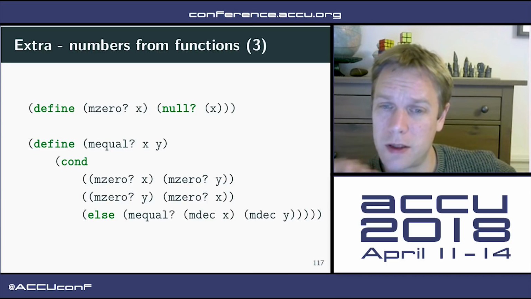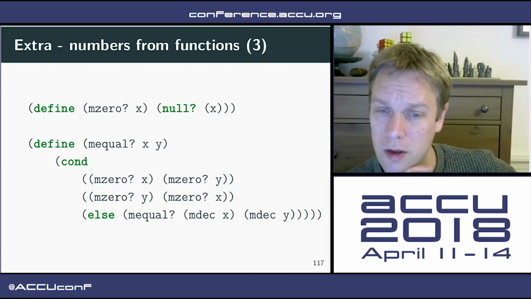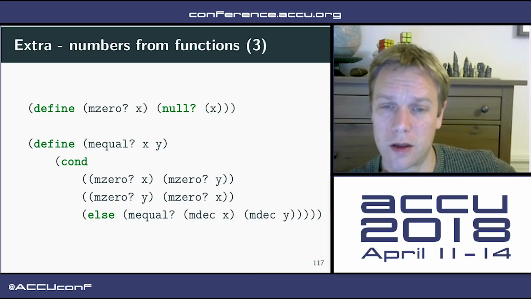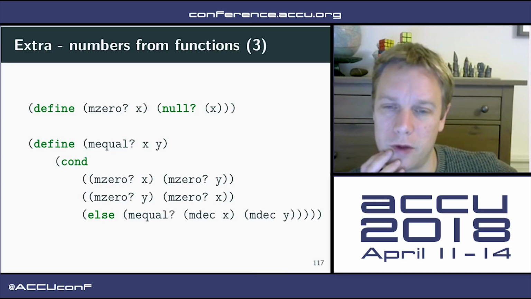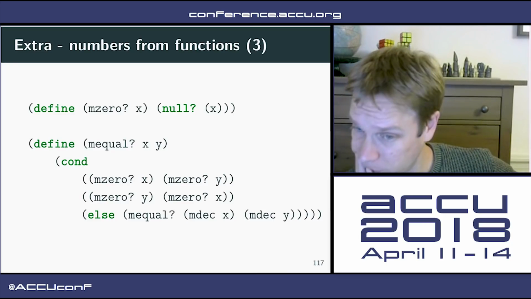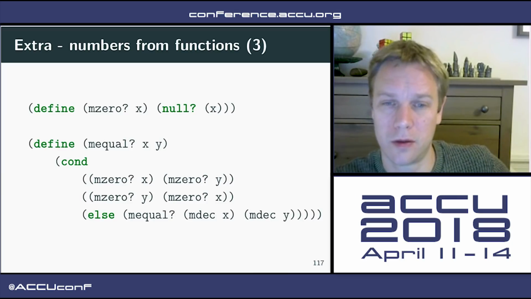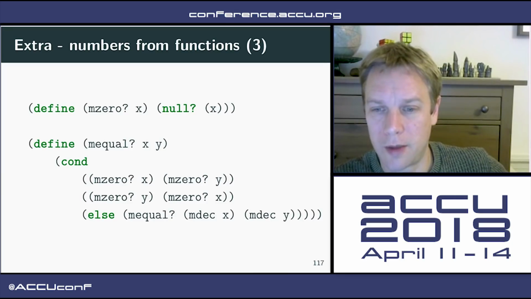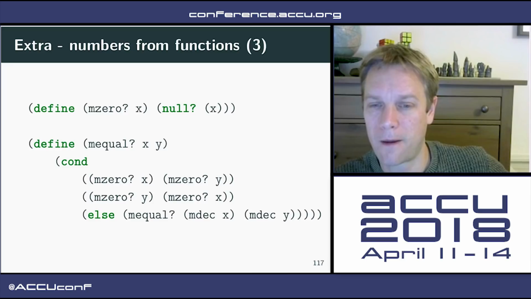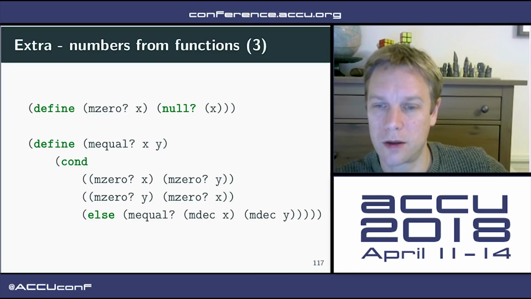So if x is 0 and y is 0, return true. If y is 0, return false. And then everything else, any other conditions, if x and y are not 0, or rather 0, our own made up version of 0, then the return value of m equal is going to be calling m equal again, but the arguments we pass in are x passed into the mdec function and y passed into the mdec function.